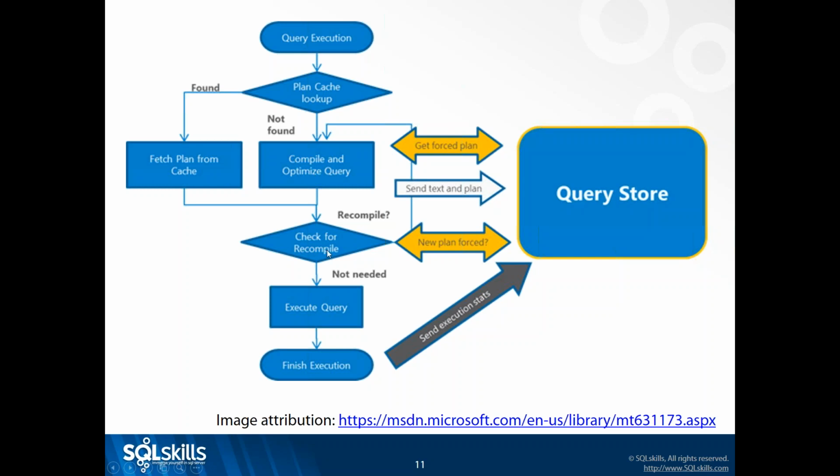And at this point, before the query is actually executed, you'll see here in the center, in this white arrow, that the text and the plan get sent over to Query Store. So before the query finishes executing, but after compilation and optimization has occurred, that query and that plan get sent over to Query Store. Then concurrently, the query is getting executed, and when it completes execution, those execution statistics get sent over to Query Store as well. So this is a continual process that occurs within SQL Server.